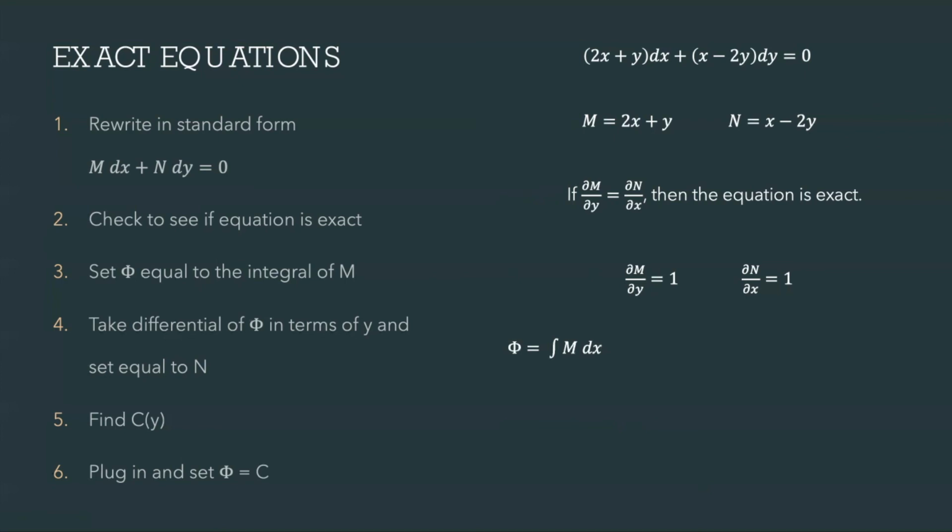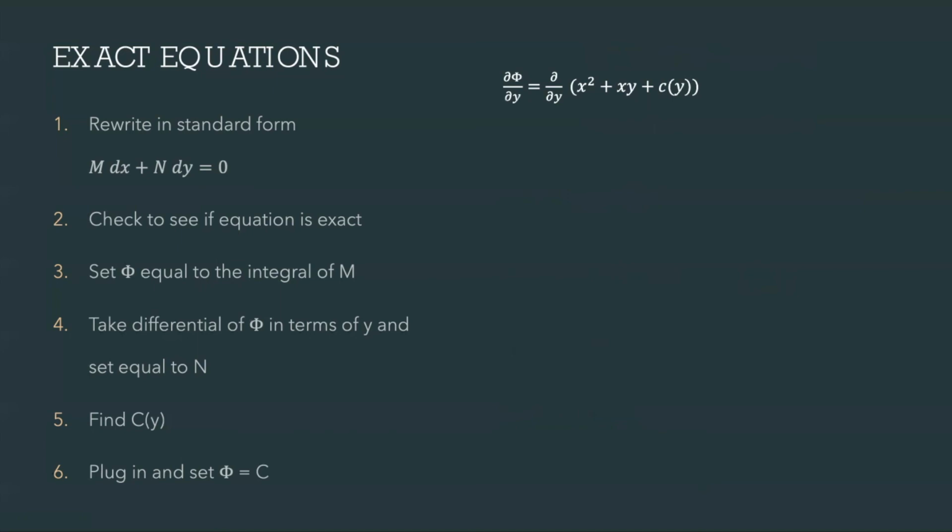So step 3 is to set phi equal to the integral of m dx. So plugging in m, we get phi equals the integral of 2x plus y dx. Solve that integral and we would end up with phi equaling x squared plus xy plus c of y. Next, we have to take the differential of phi in terms of y and set that equal to n. Solving for that differential, we get x plus c prime of y equal to n. And remember, n is equal to x minus 2y.